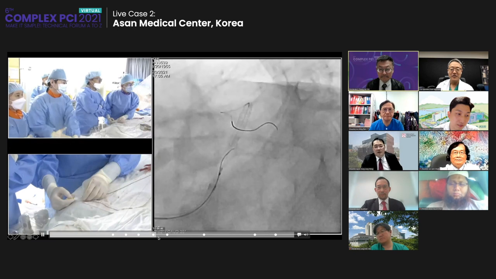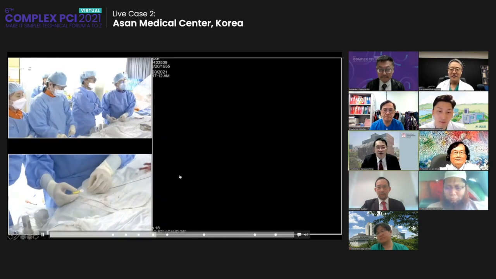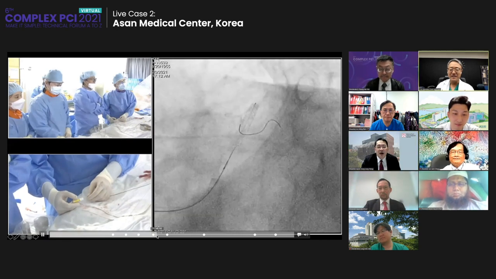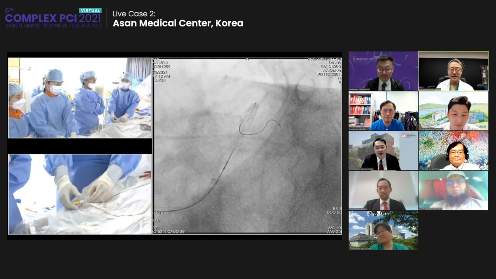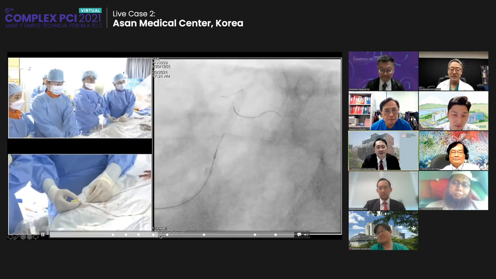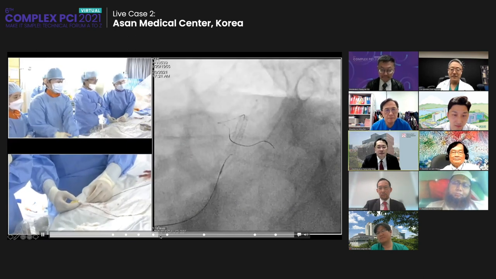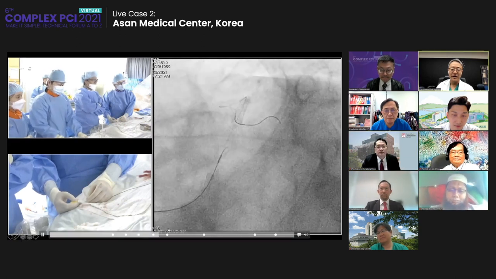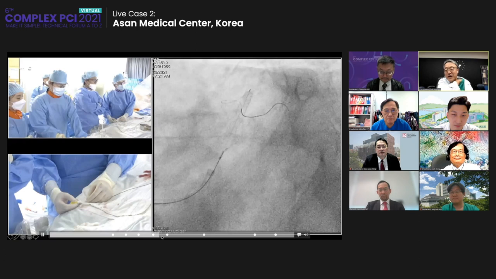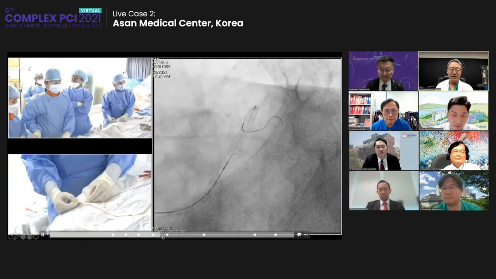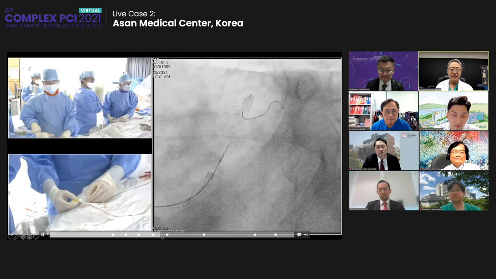So actually, we were just wondering, we're using a non-supportive guide. Yes. EBU or XB for this, that is a good option. Another wire, this is the Gaia second wire. You know, a CTO wire is a very strong wire. I think it's an option.